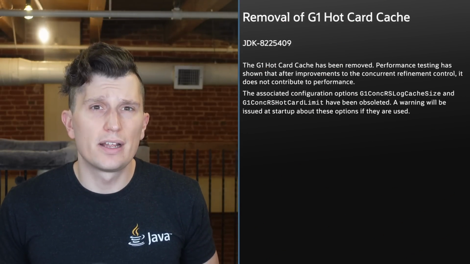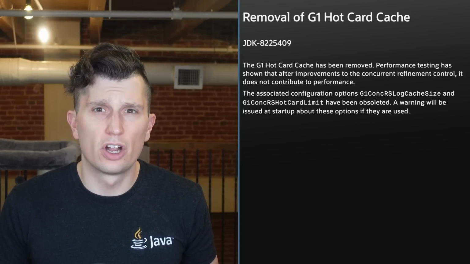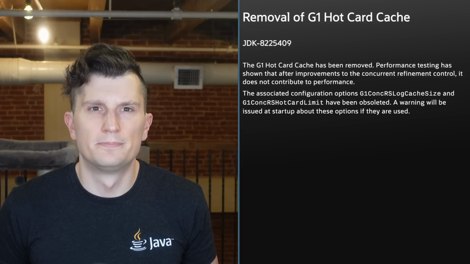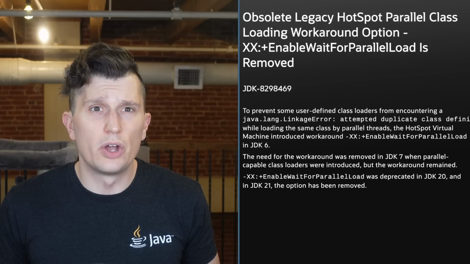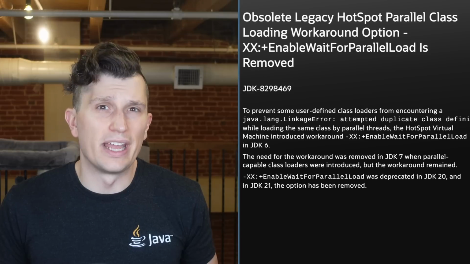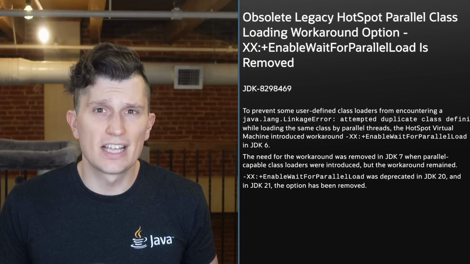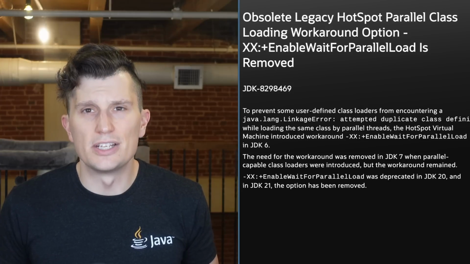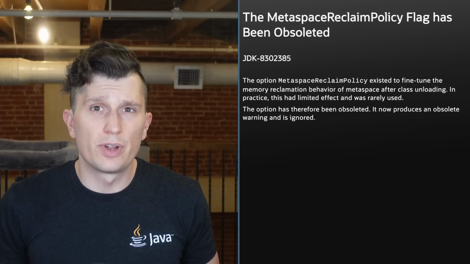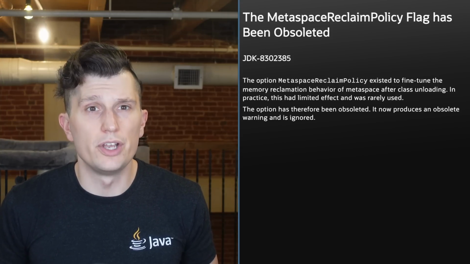The G1 hot card cache has been removed. Performance testing has shown that after improvements to the concurrent refinement control introduced in JDK 20, it does not contribute to performance. The parallel class loading workaround option, enableWaitForParallelLoad, deprecated in JDK 20, has been removed. A more proper way of handling this was introduced in JDK 7. Be sure to check the JBS issue for additional details if this impacts you. The metaspace reclaim policy option has been obsoleted and will now only produce a warning message when used.